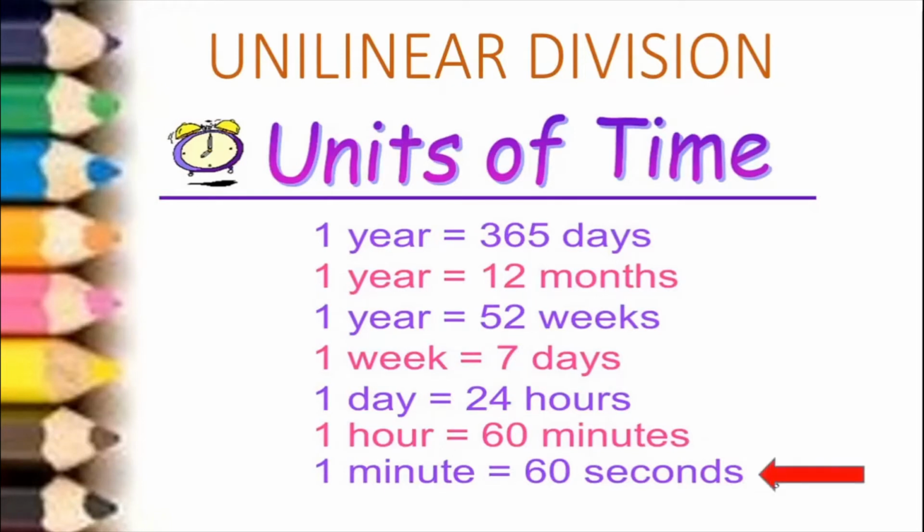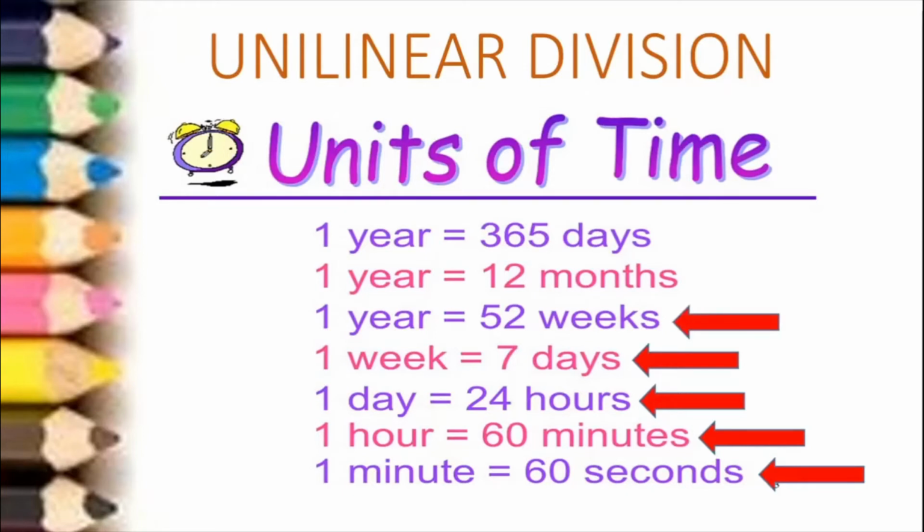So we have seconds as the basic unit of time, the smallest unit of time, seconds. So 60 seconds together form 1 minute. Alright, 60 minutes together form 1 hour. 24 hours together form 1 day. 7 days together form a week.